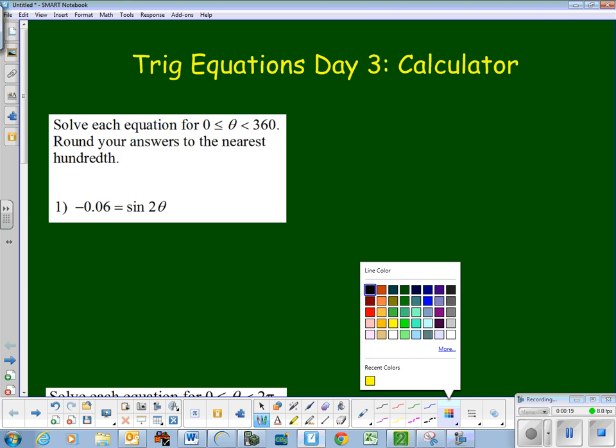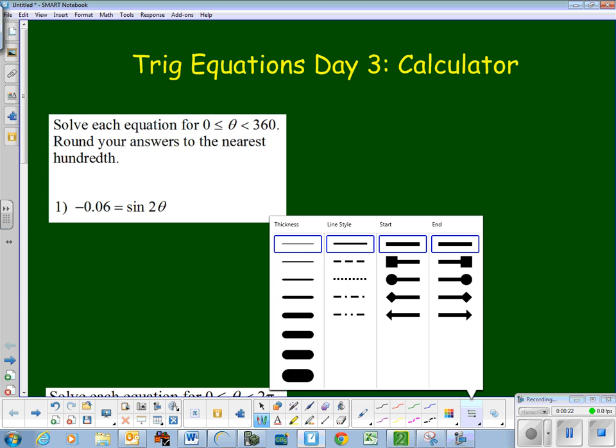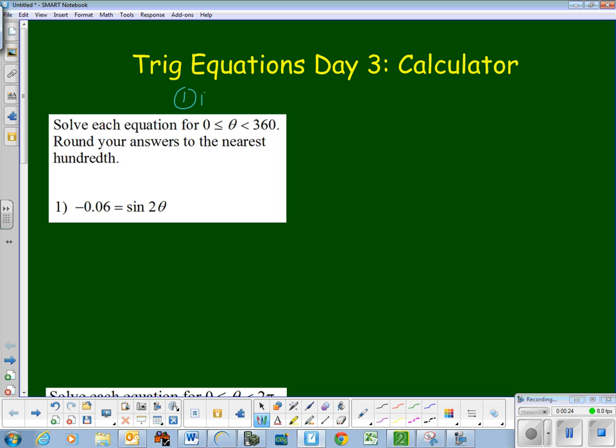We are going to follow the general pattern of isolate the trig function, apply the inverse, and isolate theta, which is what we did last time. But when we apply the inverse now, we're going to apply that by typing in inverse sine into our calculator or inverse cosine or whatever the case is. So let's start with this first example.